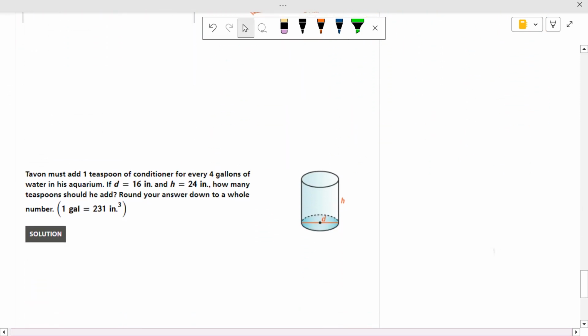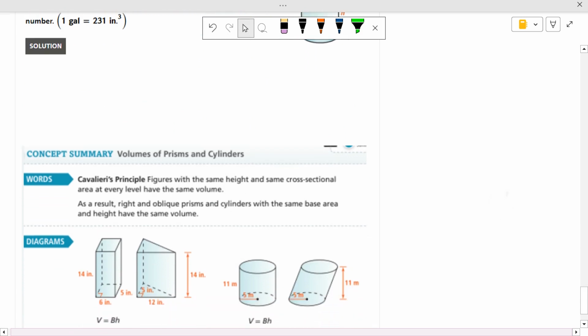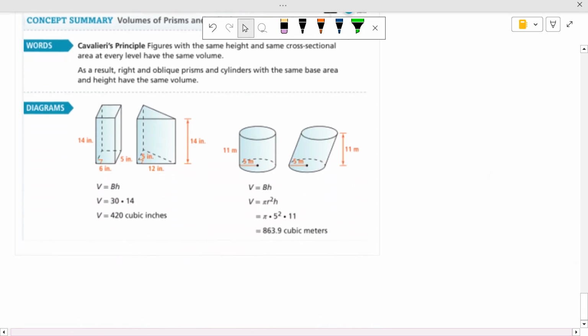Okay? Are we good with this? Have we done enough now? All right. So, volume equals area of the base times the height. When it's a rectangular base, you just take all three numbers times each other. If it's a triangular base, you have to take 1/2 of this times the height. Okay? And Cavalieri's principle, if it's leaning, it's the same volume as if it's straight up and down.